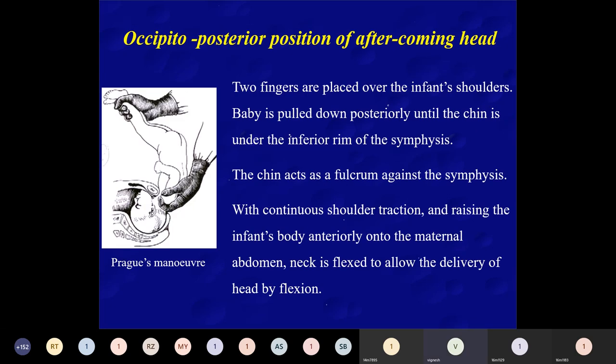Now the occipito-posterior position. Here two fingers are placed over the infant's shoulders. The baby is pulled down posteriorly until the chin is under the ear. It is like the face-to-pubis delivery, in a reverse order, you have to deliver. Okay.